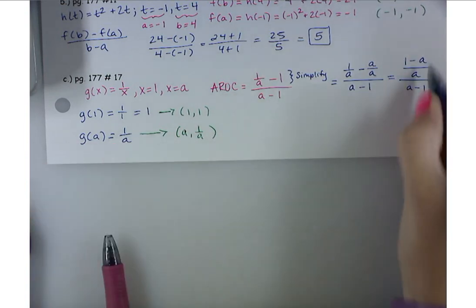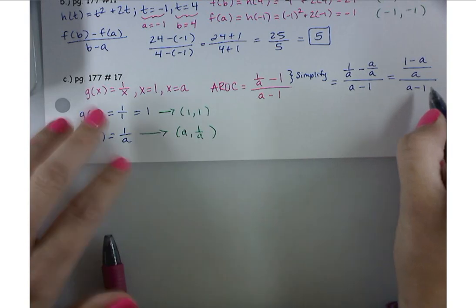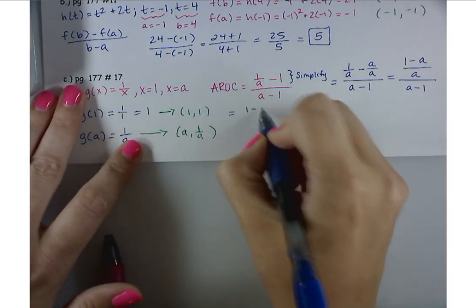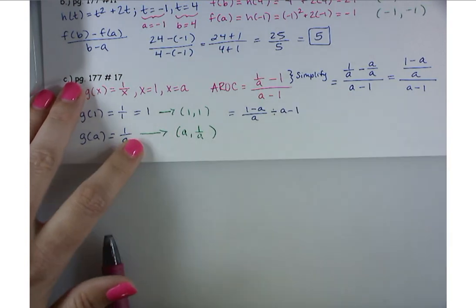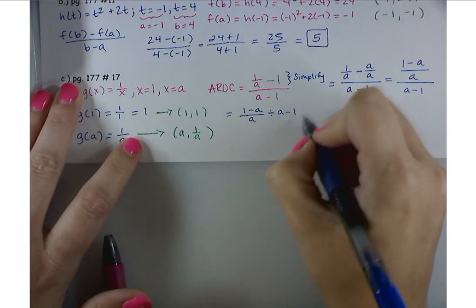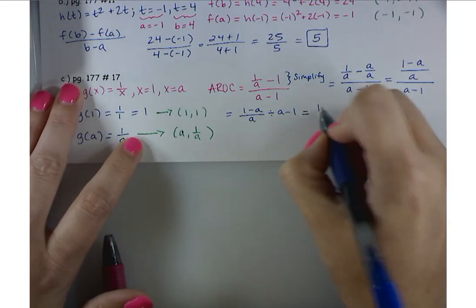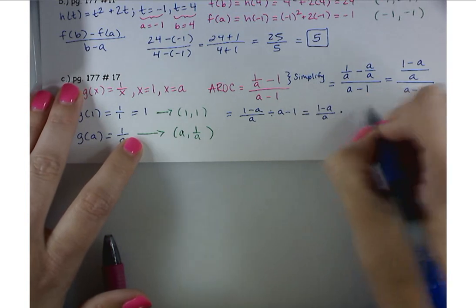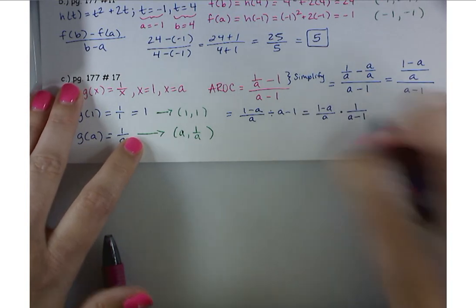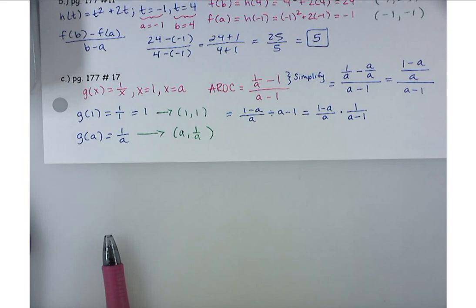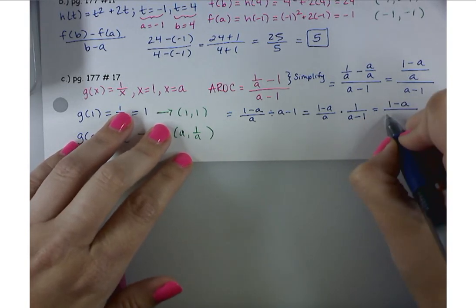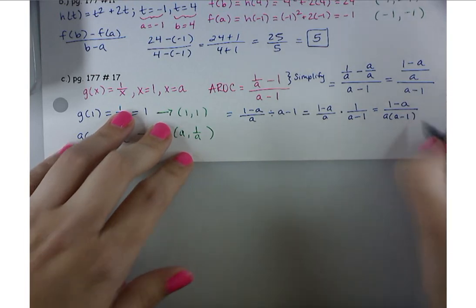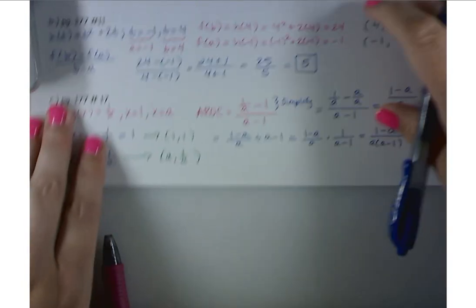Okay, so now what we have is a complex fraction. So we have 1 minus A over A divided by A minus 1. Now if we're going to divide fractions, we have to multiply by the reciprocal. So this would be 1 over A minus 1. Did some of you get to that point? Okay, good. So now we're going to multiply straight across. And this part is going to be the tricky part. So I'm going to leave it like this for now in factored form.